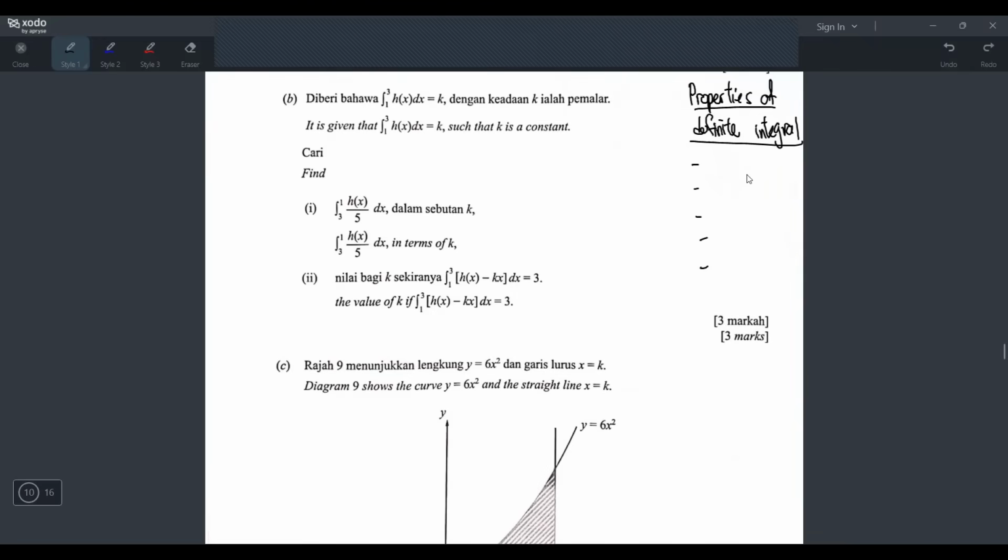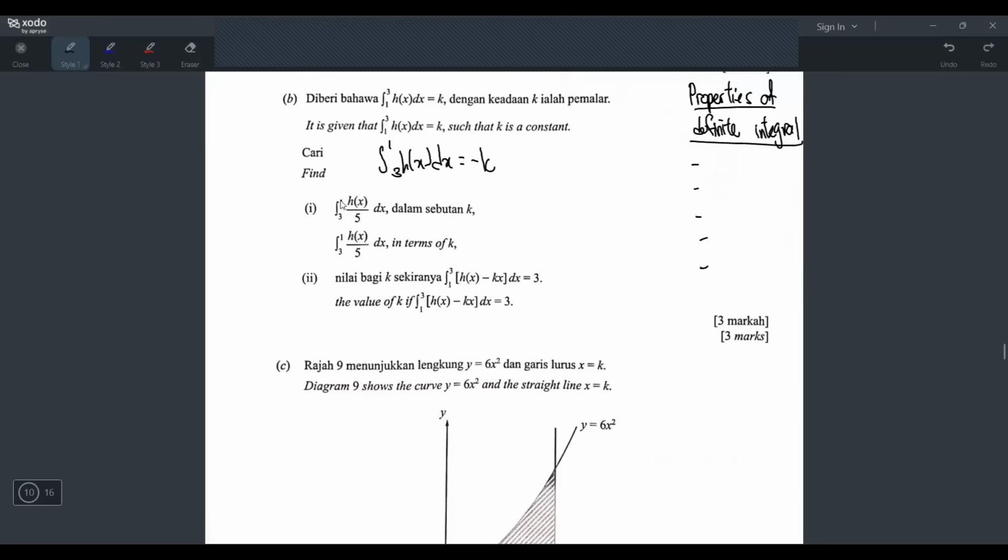All right. One of the properties says you can reverse these 2 numbers. But when you reverse, you have to add a negative to your answer. So if I say integrate from 3 to 1 of h(x) dx is k, then it means integrate from 1 to 3 of h(x) dx is going to be negative k, because if you reverse the numbers, it becomes negative.